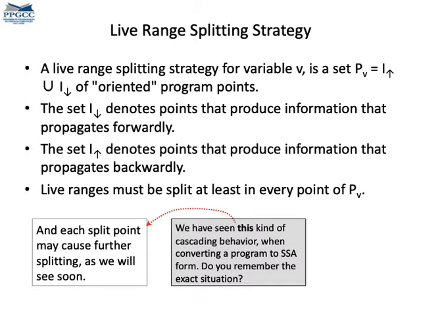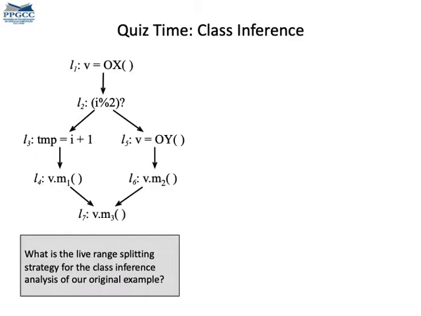The way that we use live range splitting to sparsify certain static analysis is called a live range splitting strategy. A live range splitting strategy is formed by pairs. Each pair consists of a program point, where live range must be split, plus a direction indicating if information flows forward or backward along the control flow graph.